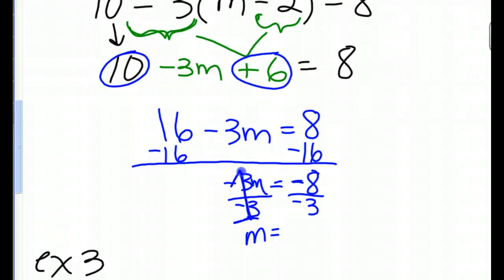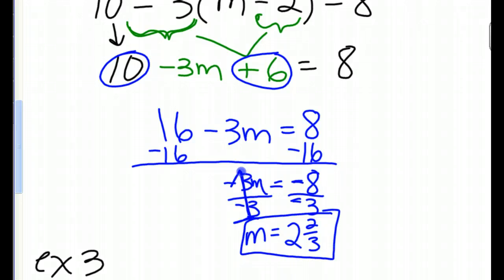Now, since we have two negatives, we know our answer is going to be positive. 3 goes into 8 2 times, with how many remaining? 2 over 3 remaining. So the answer is m equals 2 2/3, positive.